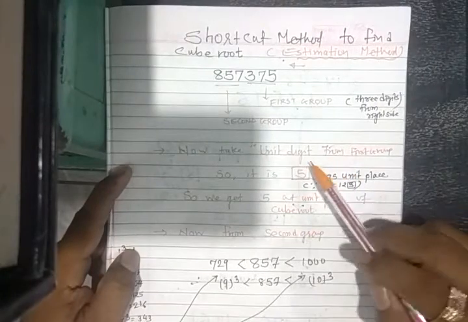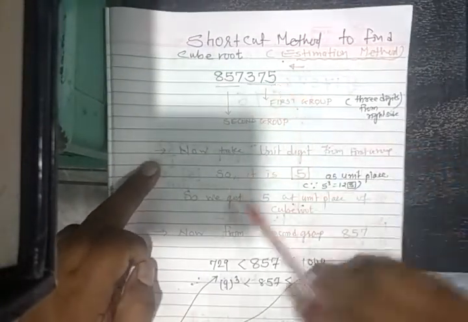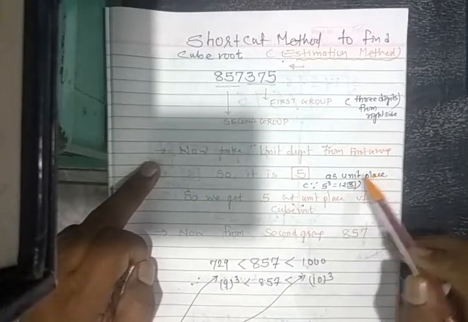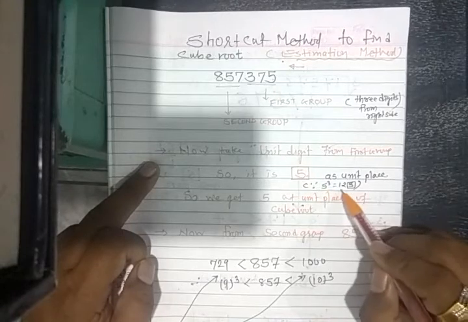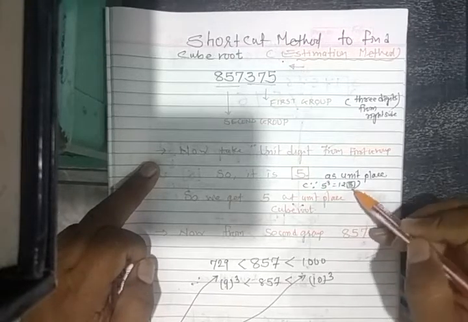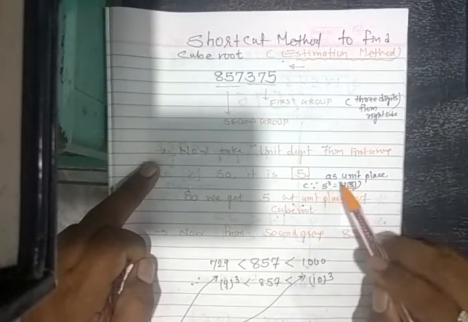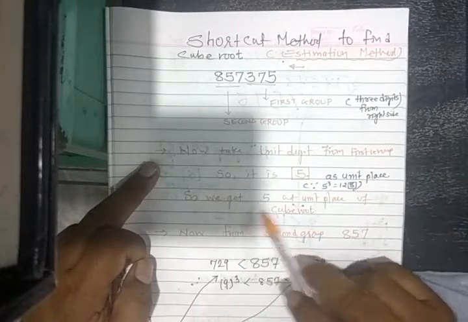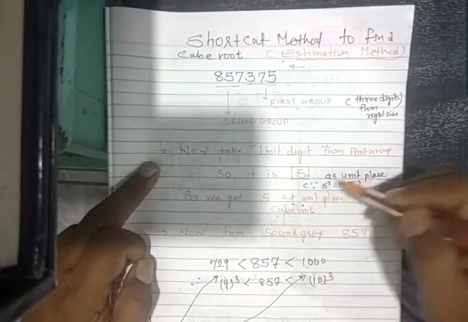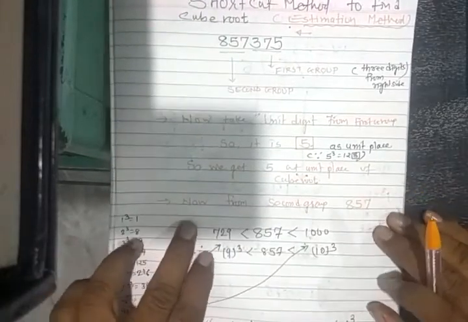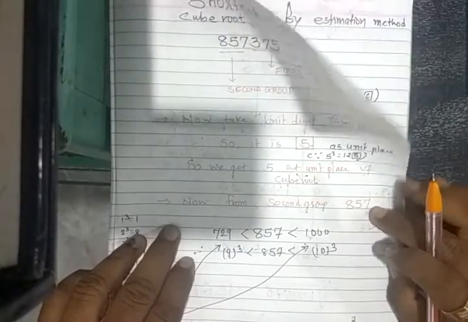Then take the unit place from this first group and make it a cube. Now take the unit digit from the first group, that is 5. So 5 cube means what? 5 cube is equal to 125. In that 125, 5 is the unit place. So here we put 5. So we get 5 at the unit place of the cube root. Okay. Now in the second group you will have the number 857.